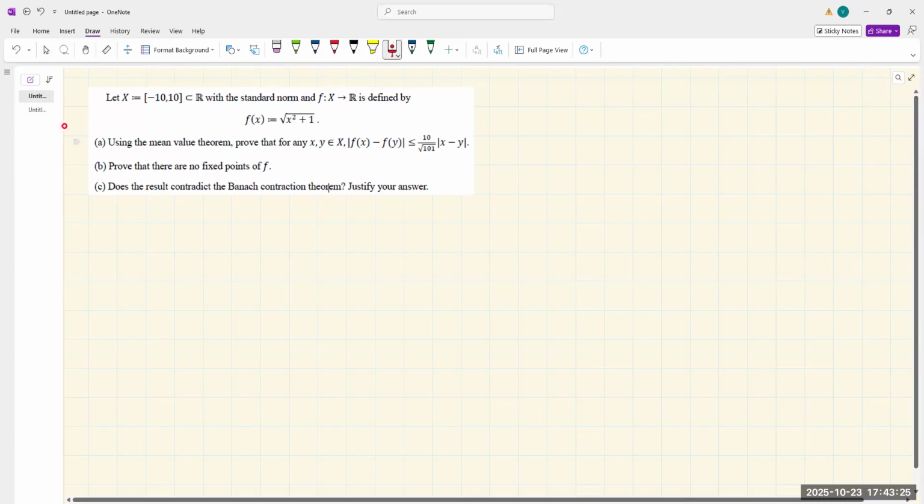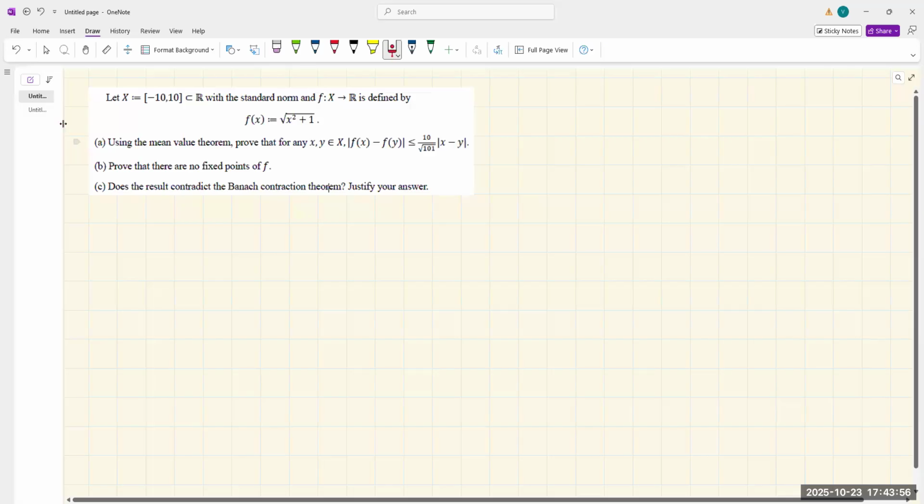Okay, so in this first question we want to answer, we're given the set X to be the closed interval minus 10, 10, which is a subset of the real numbers, with the standard norm or the standard metric, that's just the modulus, and a function from this interval into R defined by f of x equal to the square root of x squared plus 1. And we need to answer these three questions.